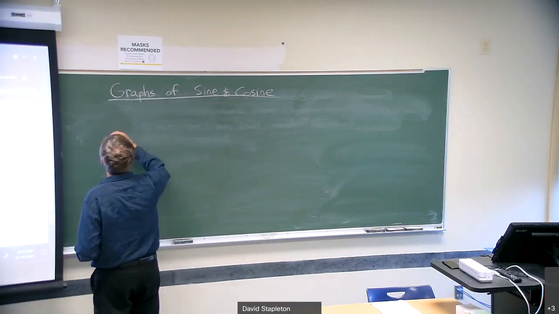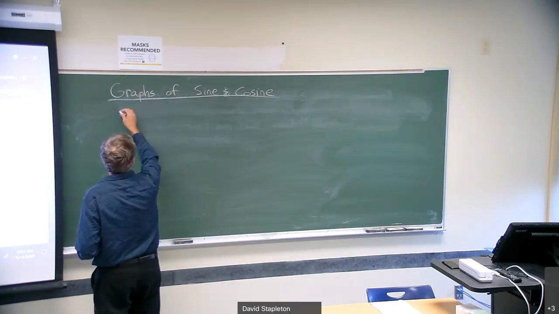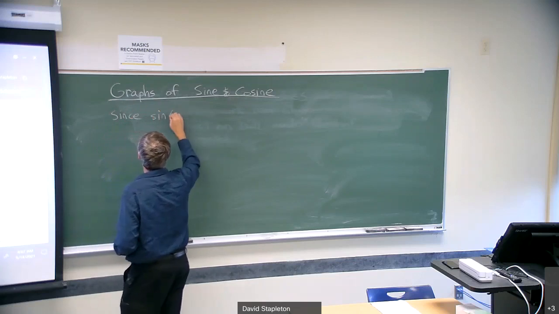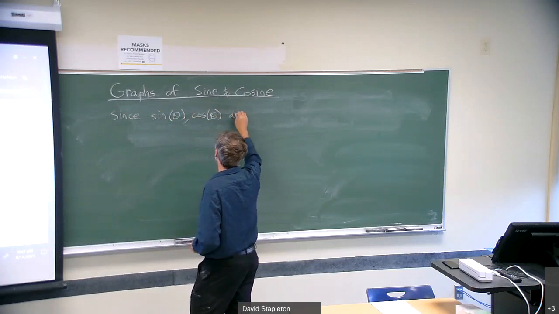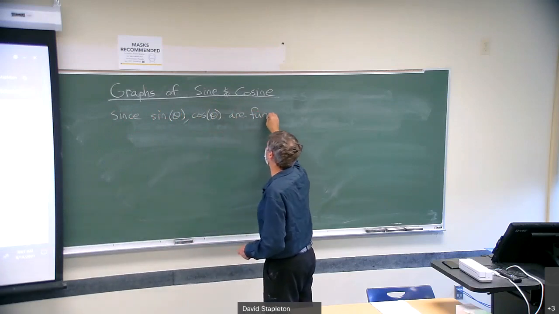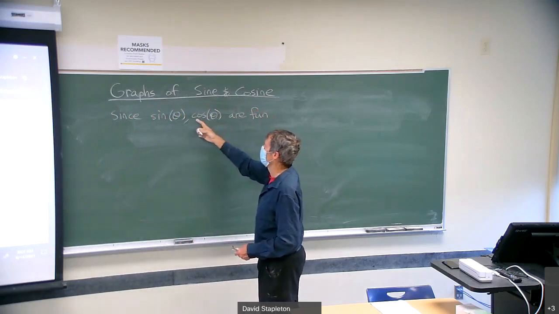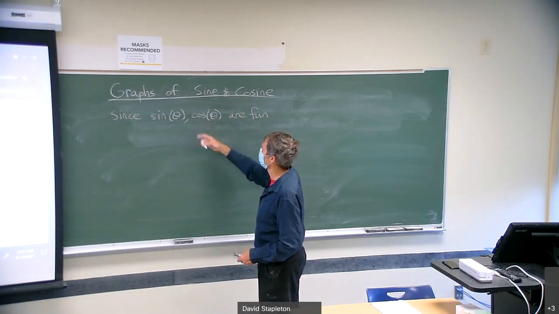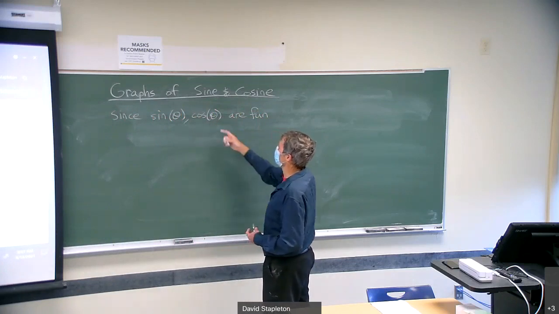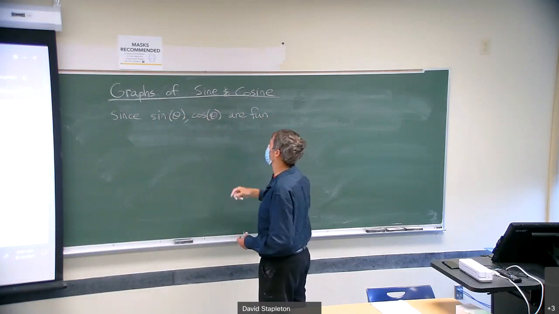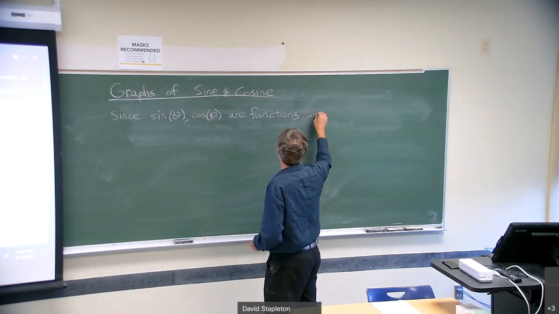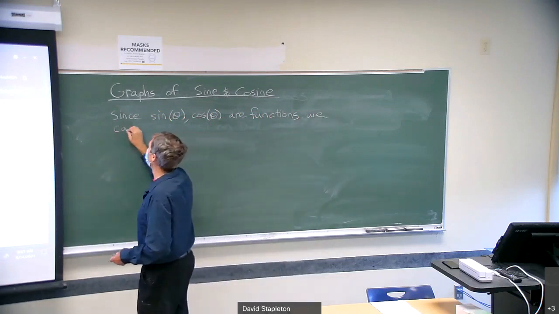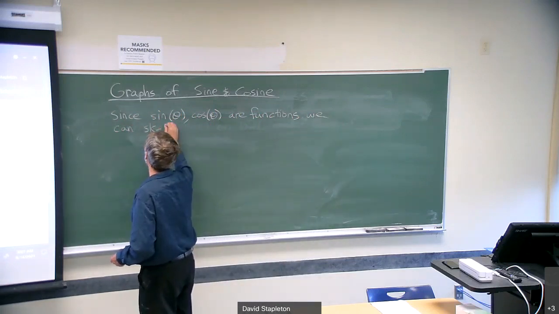And here's what we have. Since sine and cosine are functions, sine of theta and cosine of theta, we can plot their graph, right? The idea is you give me an angle, I give you a value for the cosine function. You give me another angle, I'll give you another value. Since it has exactly one output for every input, it's called a function, just out of algebra. We can graph them.